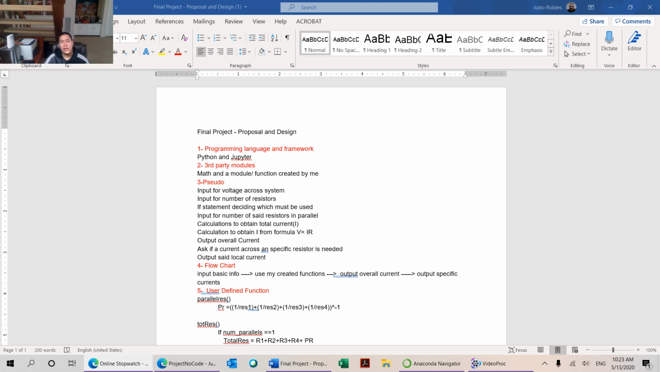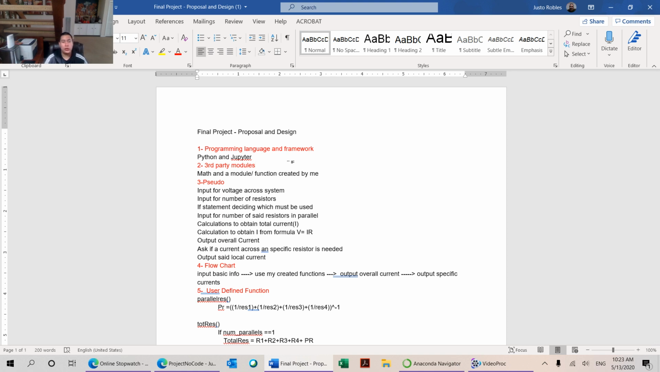Now, when you start, the first thing that I'm asked is the programming language and framework. I decided to keep it easy and just stay in Python and Jupyter. Why? Because that's the thing we know. That's the thing we've been working on for about 6 months. So it just seemed logical to use that.